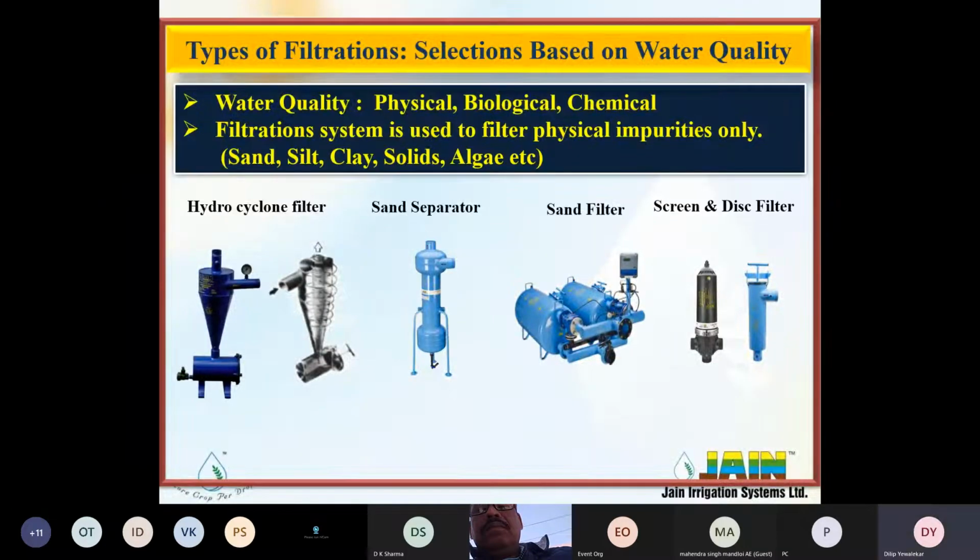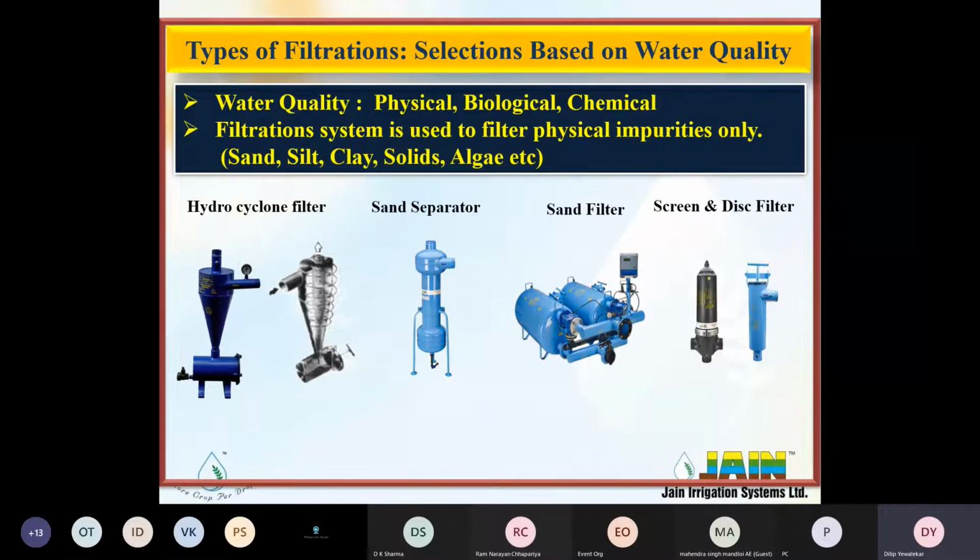Now coming to the next component, the filtration system. There are basically 4 types of filters: one is the hydrocyclone filter, second is the sand separator, third is the sand filter, screen filter, and disc filter. The selection of the filter depends on water quality. Water quality means physical, biological, and chemical impurities.